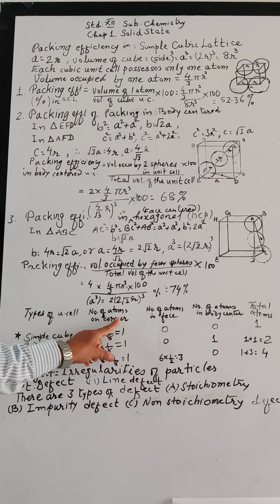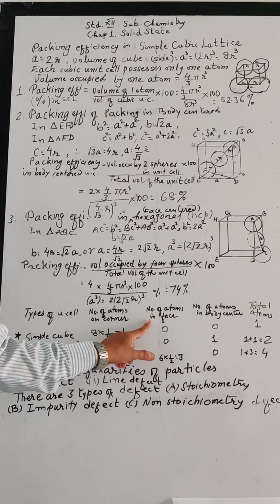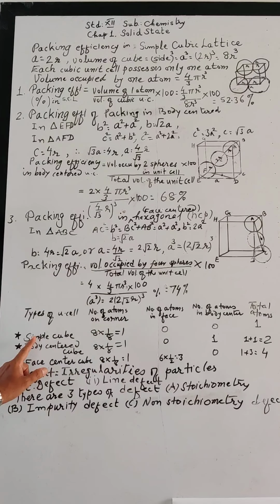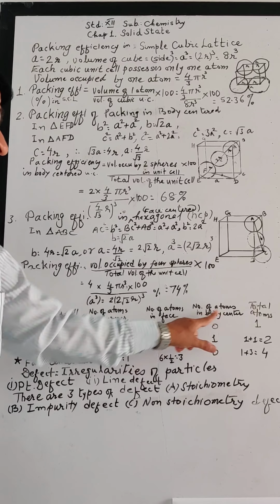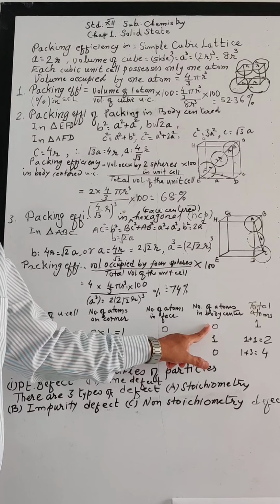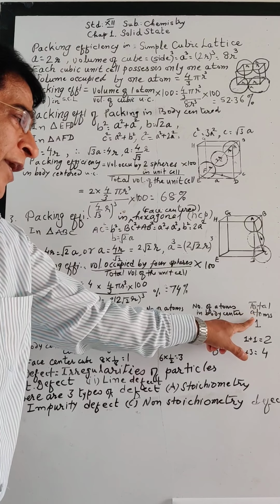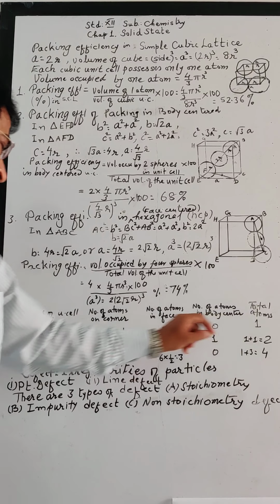And number of atoms on corner in unit cell of simple cube is equals to 8 into 1 upon 8 is equals to 1, and number of atoms in face in simple cube is equals to 0, and number of atoms in body centered in simple cube is equals to 0. So total atoms in simple cube is equals to 1.